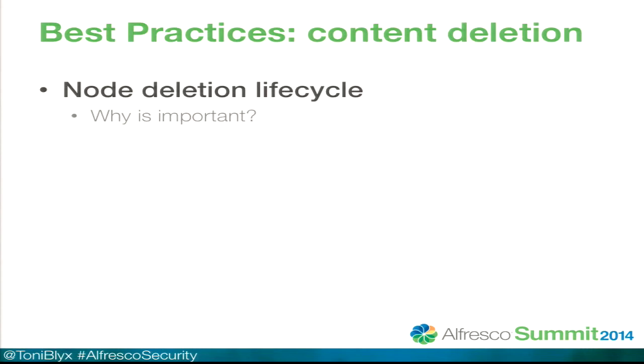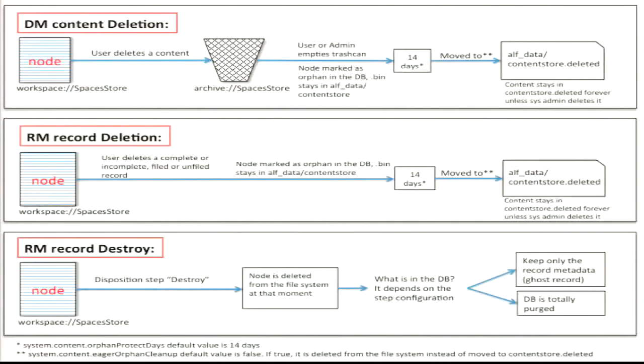Next topic, the content deletion. Why is this important when we are talking about security? Because if you are familiar with Alfresco, maybe your boss said, hey, you have to remove this report right now. I don't want to see that report ever again. If you delete this report, where is it going? We are using the document management, just the DM part of Alfresco. The document is going to the trash bin, right? And it's going to be there forever.